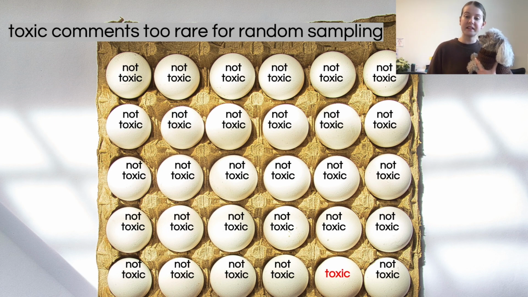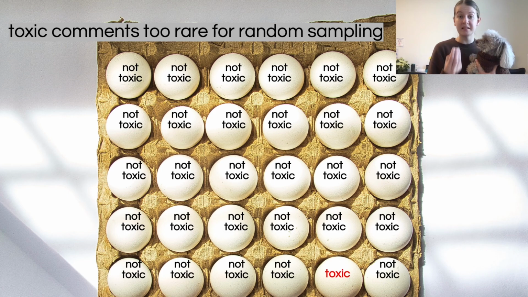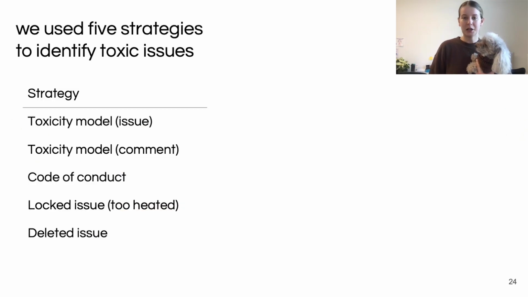Additionally, since toxicity in open source is thankfully relatively rare, in prior work our group estimated about 6 per 1,000 issues are toxic. Analyzing a random sample of GitHub issues to find a sufficient number of toxic ones was also not a feasible strategy. So without being able to use a specific toxicity detector and without being able to rely on random sampling, what do we do? We use 5 different strategies. I'm going to go through them really quick. These are the different ways that we identified potentially toxic issues.